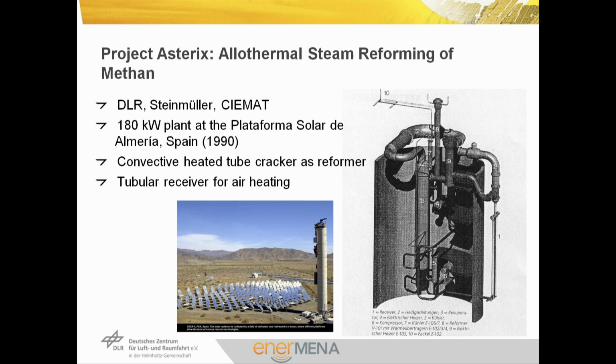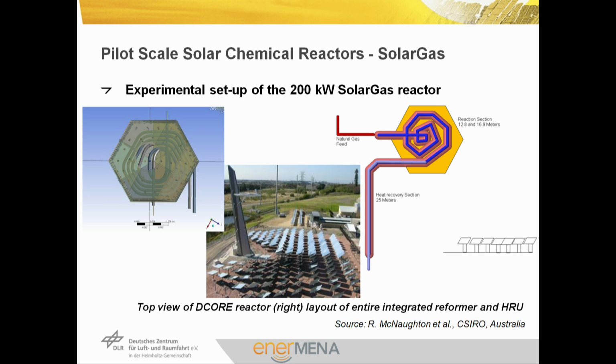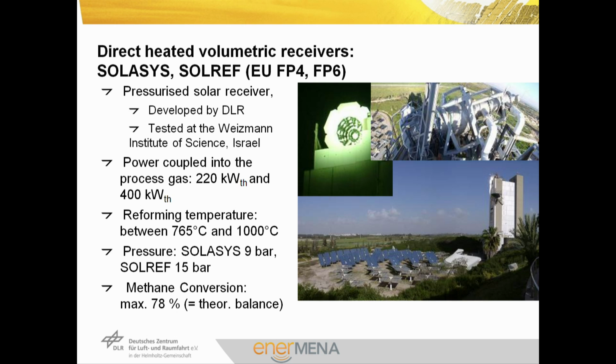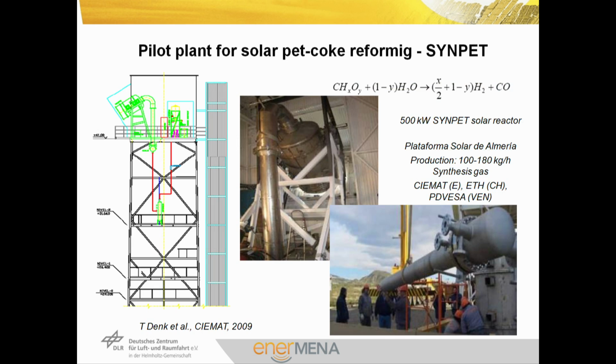Here I show you some pictures of the already built installations. This is the Asterix plant built in the 1990s. It was operated on the large Cesar 1 tower in Algeria on the Plataforma Solar. This is a sketch of the CSIRO tube reformer, which will be set up on the small solar tower of CSIRO in Newcastle in New South Wales, Australia. And this is the Solref plant operated on the tower of the Weizmann Institute of Science in Rehovot in Israel. And as you can see here, we could achieve methane conversion of 78%, which is the theoretical balance. And we could operate it at 15 bars.